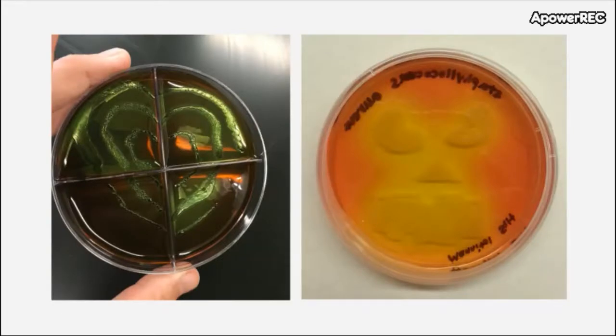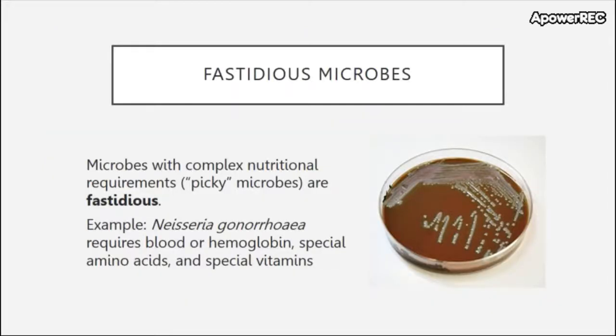Okay, here are a couple plates. This is EMB with E. coli. It's usually reddish. And the second plate is MSA with Staphylococcus aureus growing on it.